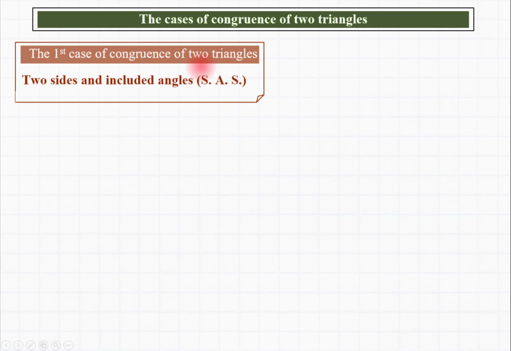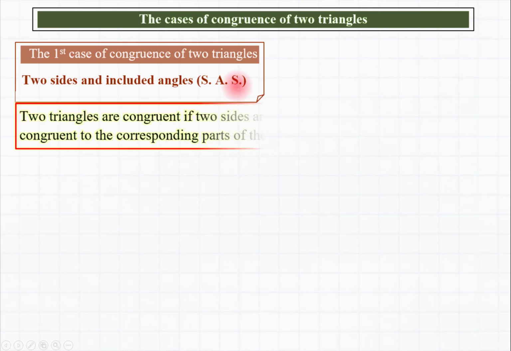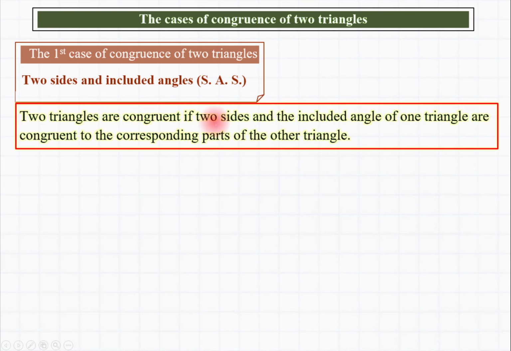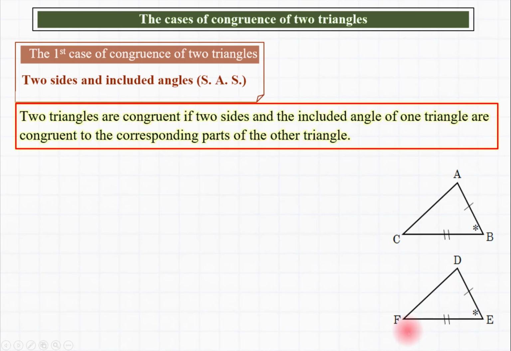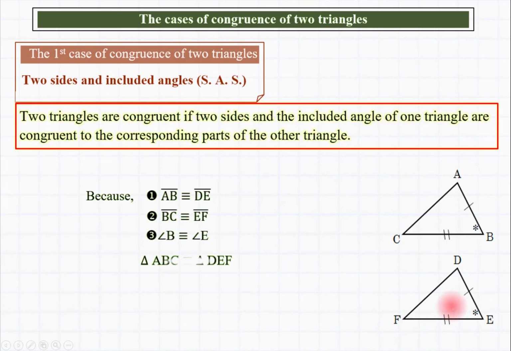First case of congruence of two triangles: two sides and the included angle, or side angle side. The two triangles are congruent if two sides and the included angle of one triangle are congruent to the corresponding parts of the other triangle. In this example, we have triangle ABC and triangle DEF, where AB equals DE, the length of BC equals EF, and angle B is congruent to angle E. Therefore, the two triangles are congruent.